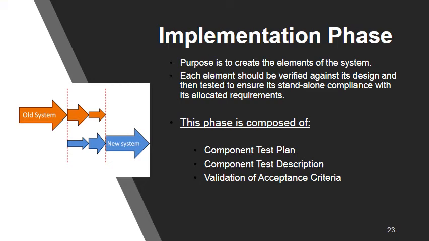Implementation phase. The implementation phase is used to start testing components. The purpose is to create the elements of the system. Each element should be verified against its design and then tested to ensure its standalone compliance with its allocated requirements. The document is made in order to ensure proper testing on the software interface. For our case, it should allow the team to evaluate the use of functionality and ease of use by evaluating scenarios that involve the use of the interfaces and to conduct simple test cases that the user is more than likely to encounter. This phase is composed of 3 things: the component test plan, the component test description, and the validation of acceptance criteria.